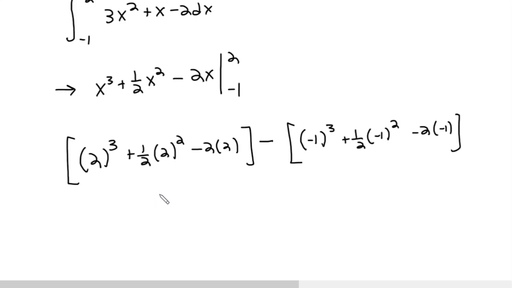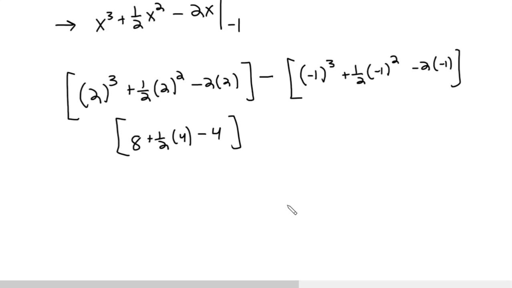So 2 cubed becomes 8, plus 1/2 times 2 squared, so 1/2 times 4, then minus 4. So 8 plus 1/2 times 4, that's simply 8 plus 2, minus 4. So 8 plus 2 minus 4, I'm going to get 6. So over here is just a 6, and then I still have to do this one.